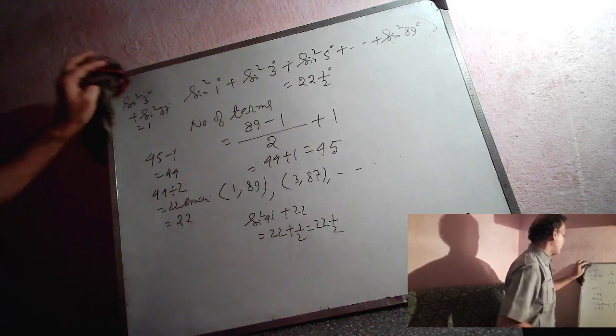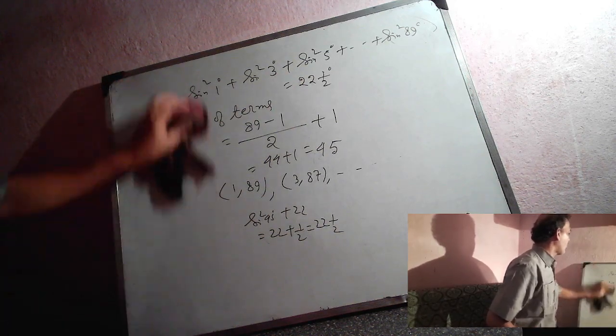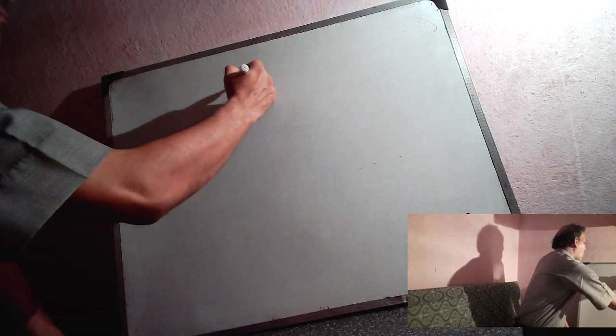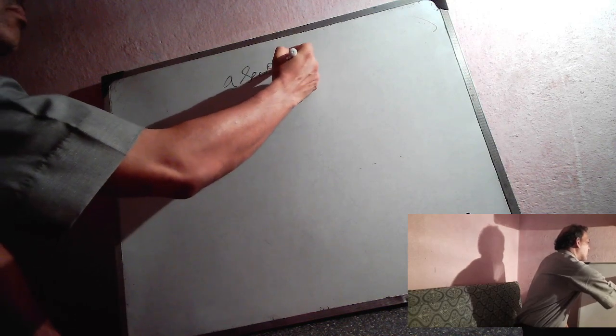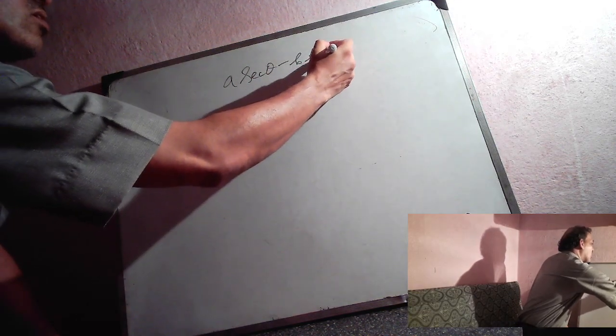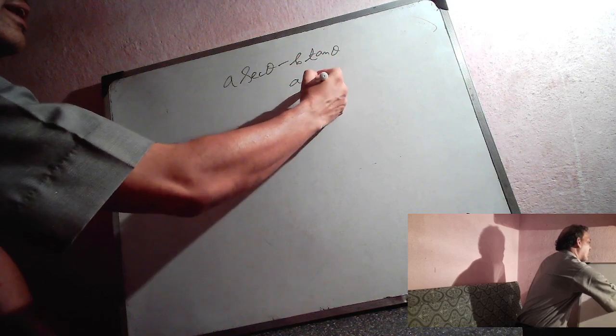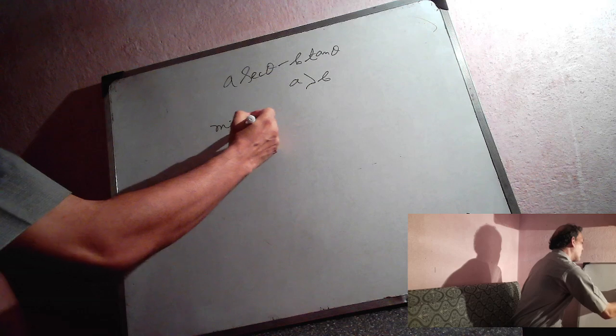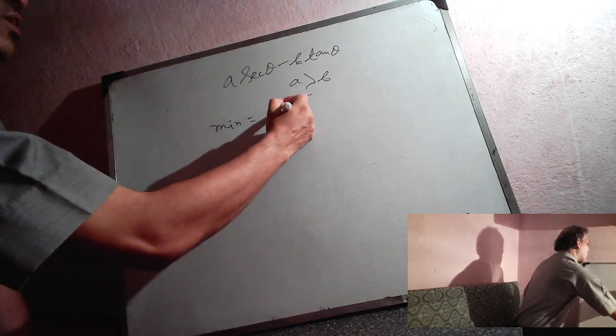Next one. Find the minimum value of a sec theta minus b tan theta. Suppose a is greater than b. Its minimum value will be root of a square minus b square.